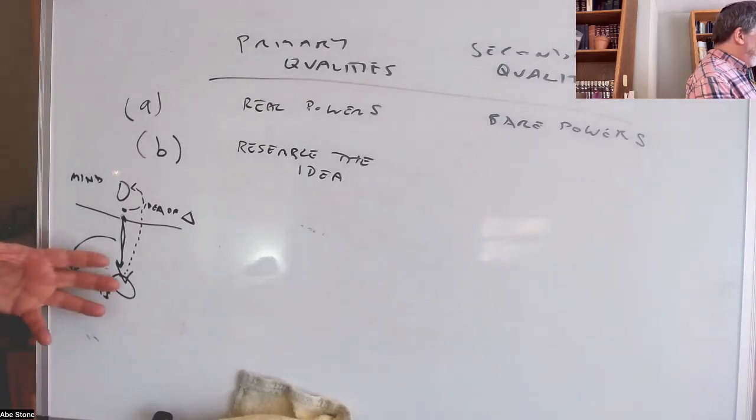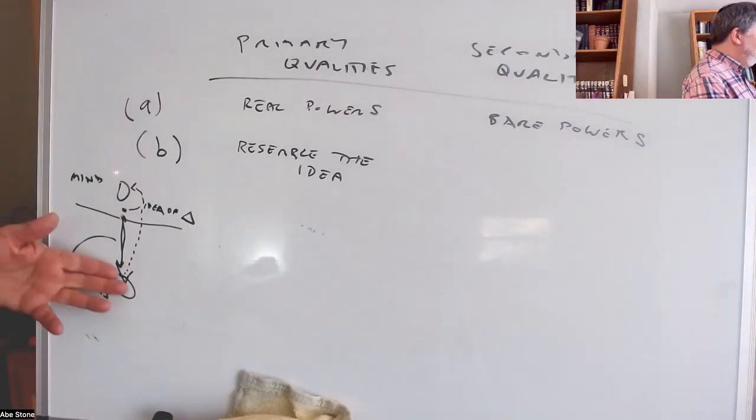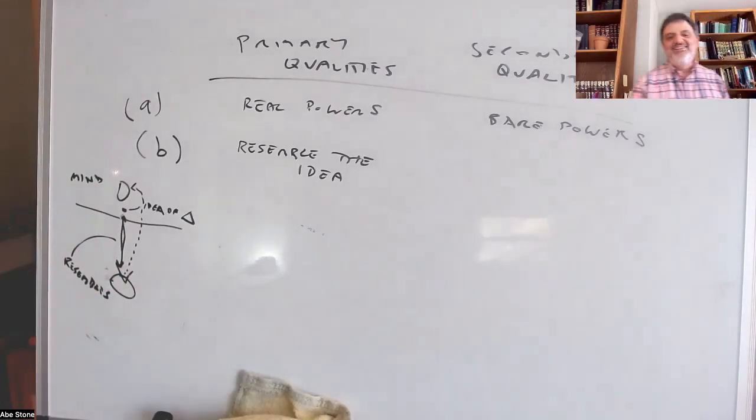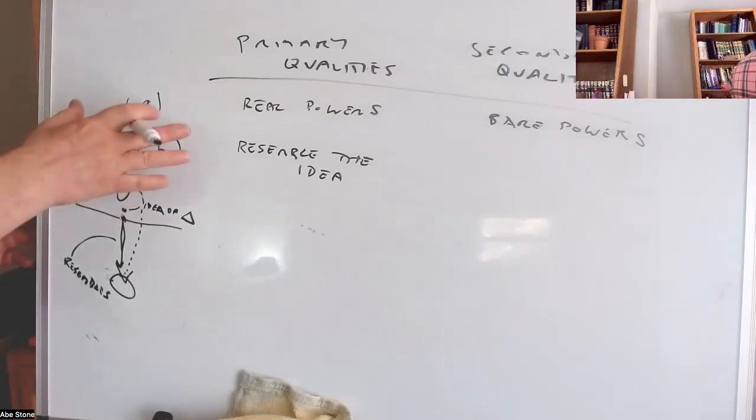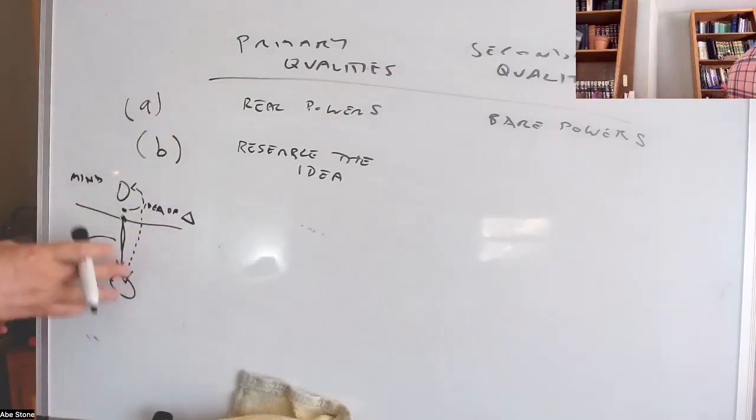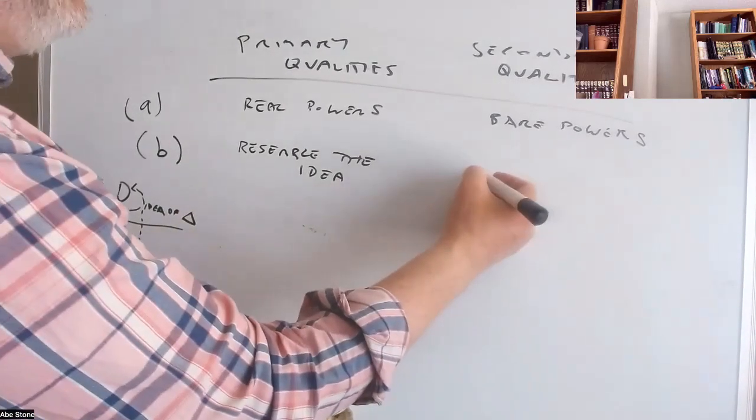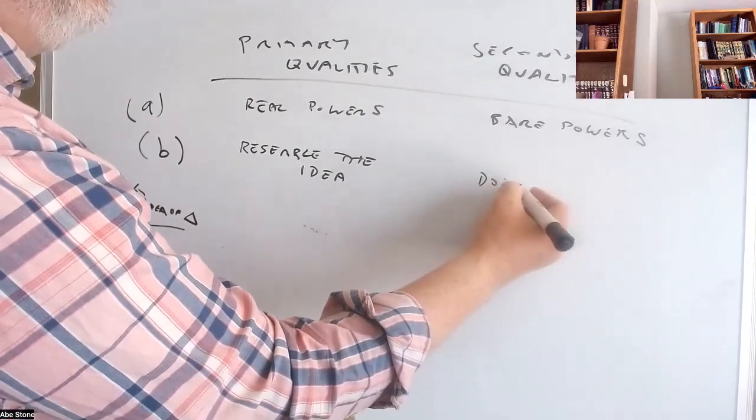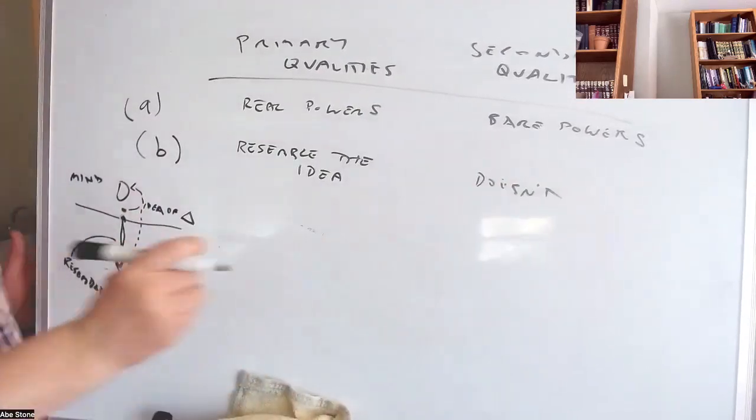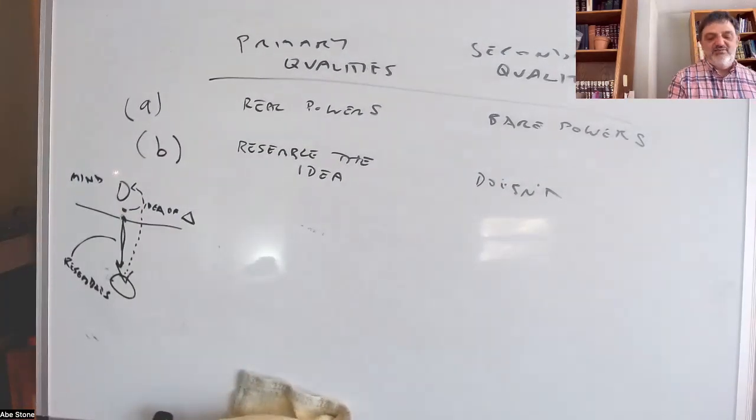But moreover, it's not even the right kind of thing, you know? I mean, this is a power. How could it look like an idea? But nevertheless, this is what he says. In the case of primary qualities, the idea resembles the quality, whereas in the case of secondary qualities, it doesn't resemble the quality, or doesn't resemble the idea.